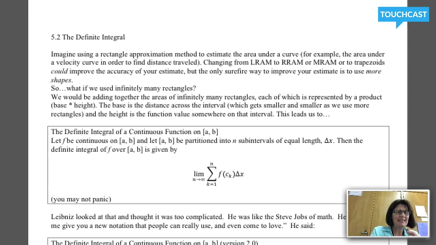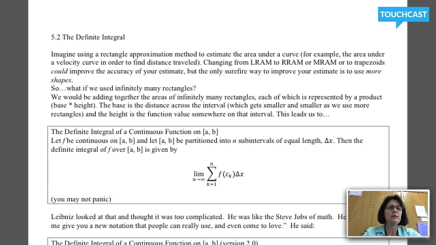So this idea, using infinitely thin rectangles to cover up the area under a curve. We have a name for that. That's called a definite integral, and we're going to talk lots more about that. This first box you see right here, we have to talk about it, but you may not panic. It's going to get much better.